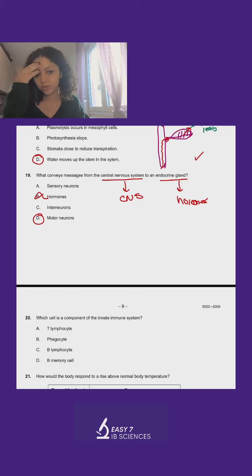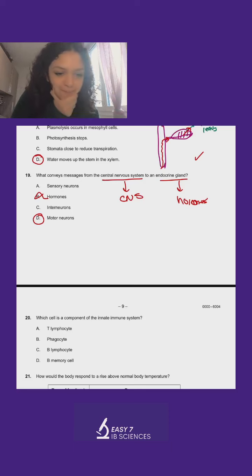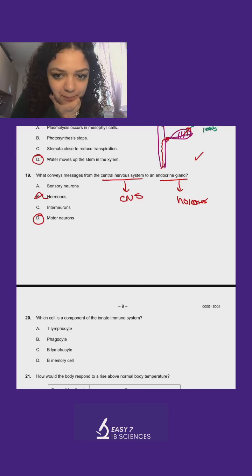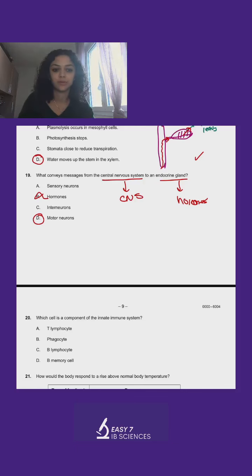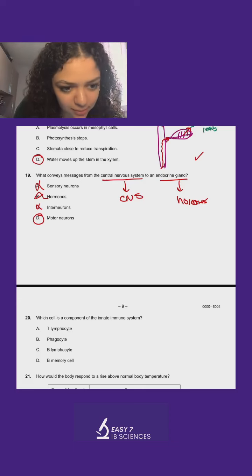Okay. What about sensory neurons? What do sensory neurons do? Sorry, guys. What about interneurons? Receive stimuli. Very good. So it cannot be A. And then it cannot be interneurons. Send signals to the spinal cord. Very good. Eve is on fire.